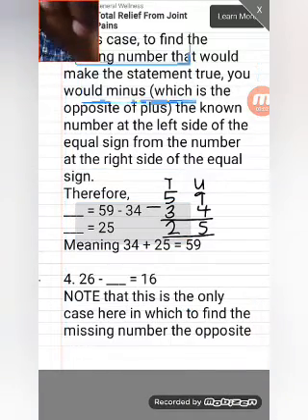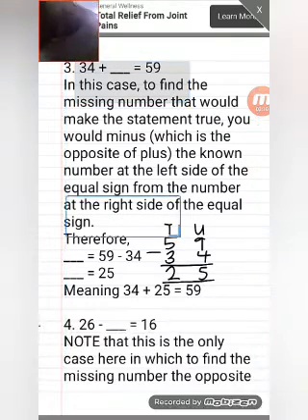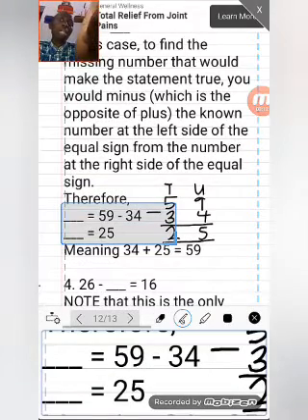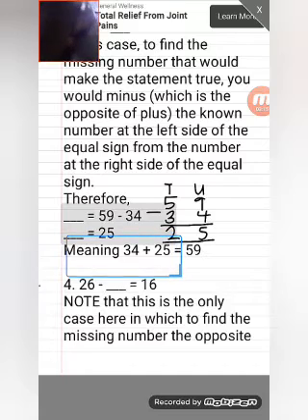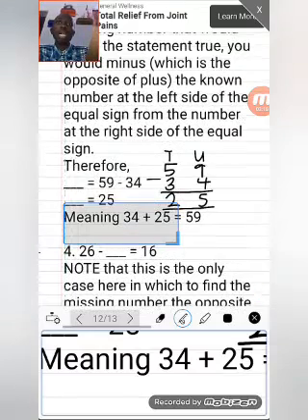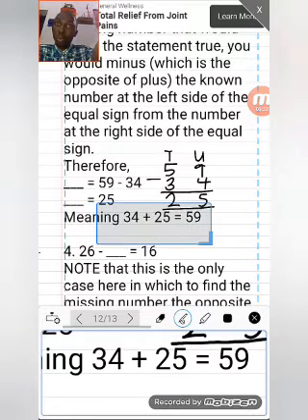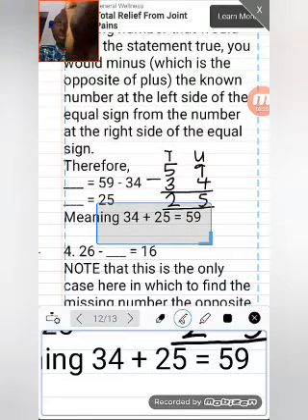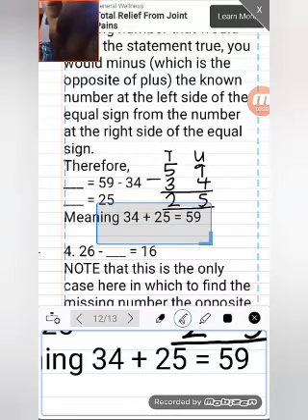Look at the case again. You can see 34 plus the missing number is equal to 59. So we did the opposite, which is 59 minus 34 to get the missing number, and the missing number is 25. So this is how it should be when you put the number in the blank: 34 plus 25 is equal to 59. So the answer is the 25 that we were looking for, that was missing, and now is found, which is 34 plus 25 is equal to 59.